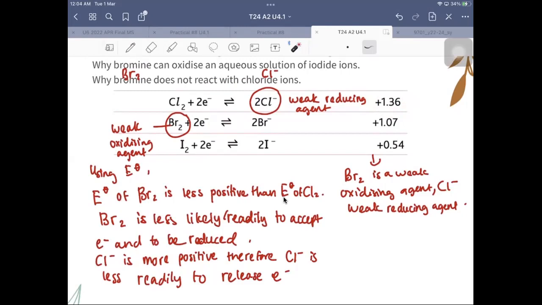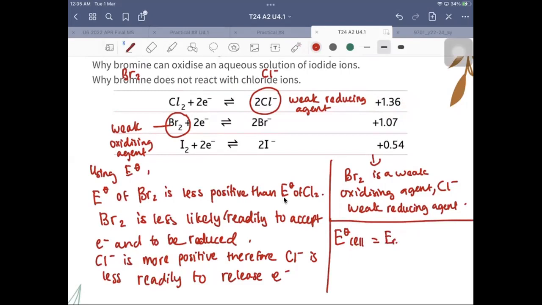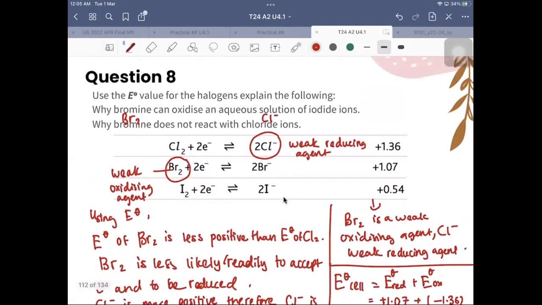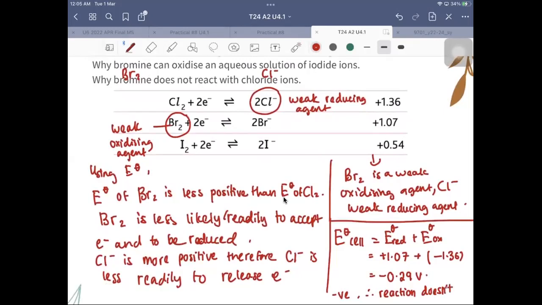You can also find the E cell, of course. So there are three ways of explaining. E cell would be bromine going forward, a reduction reaction, plus E-ox. So reduction is bromine to bromide, plus 1.07. And oxidation would be the chloride to the chlorine, which is negative 1.36. So you can see that 1.07 minus 1.36 is negative 0.29. Because it is a negative E cell, the reaction does not occur.